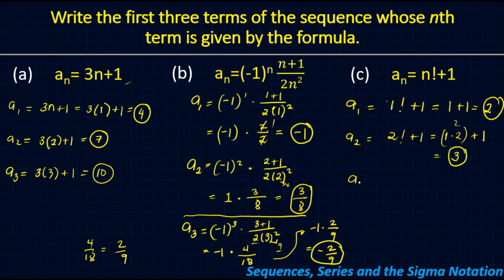Next, for the third term, we have a sub 3. So, we have 3 factorial plus 1. Okay, and then 3 factorial, we have 1 times 2 times 3, and then plus 1. So, 1 times 2, that is 2 times 3 equals 6. Then plus 1. So, 6 plus 1 equals 7. 7 is the third term of this sequence.